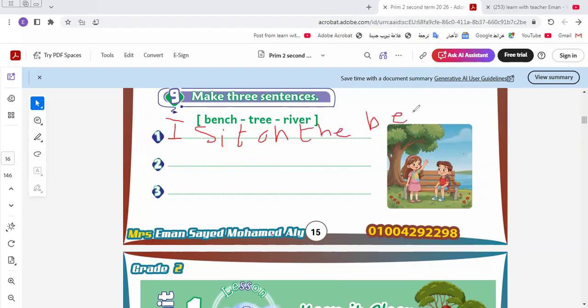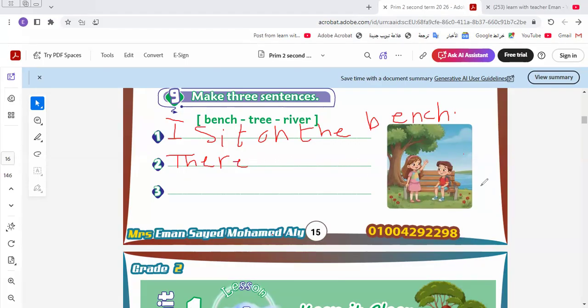I sit on the bench. There is a river. There is a tree. I say here there is. In this question we write 3 sentences. I write for you 3 sentences to be able to write it in the exam.